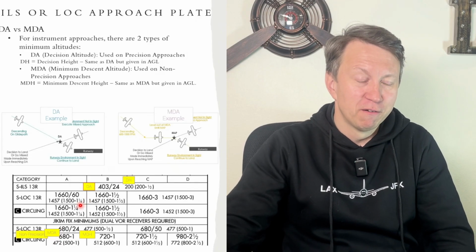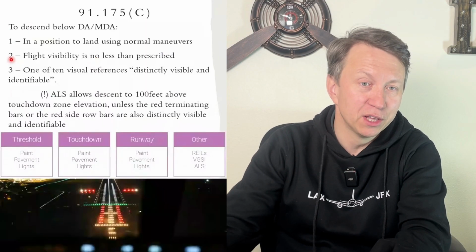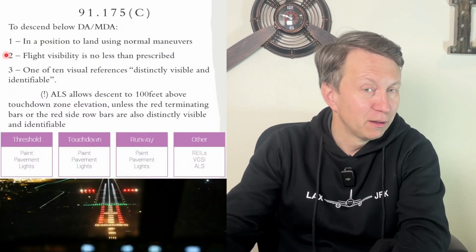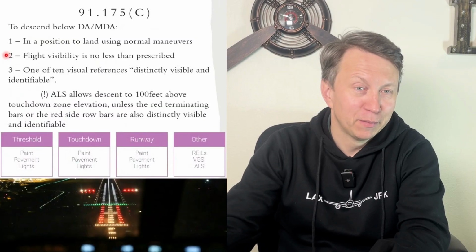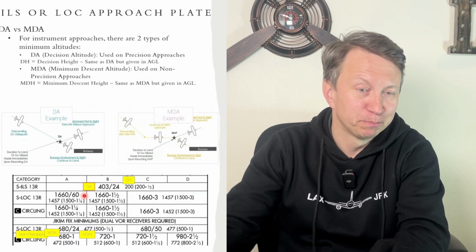So flight visibility is what is called out in 91.175, and that is determined by you as the pilot looking outside, using references, using whatever you can use. But flight visibility, not the ground visibility, is what matters for this case.